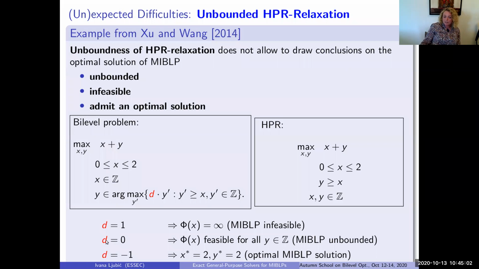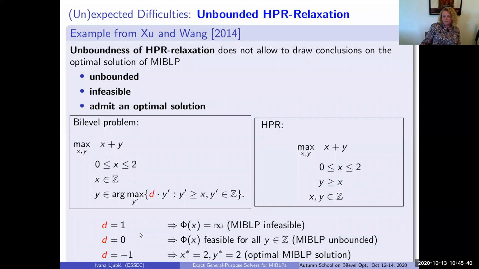Next example is the following. What if the coefficient d is 0? In this case, all solutions are equally good. So basically the rational response set of the follower in this case is the set of all non-negative integer numbers. Okay? And in this case, of course, if I maximize x plus y, I have the infinity here, and so the bilevel MILP is unbounded.